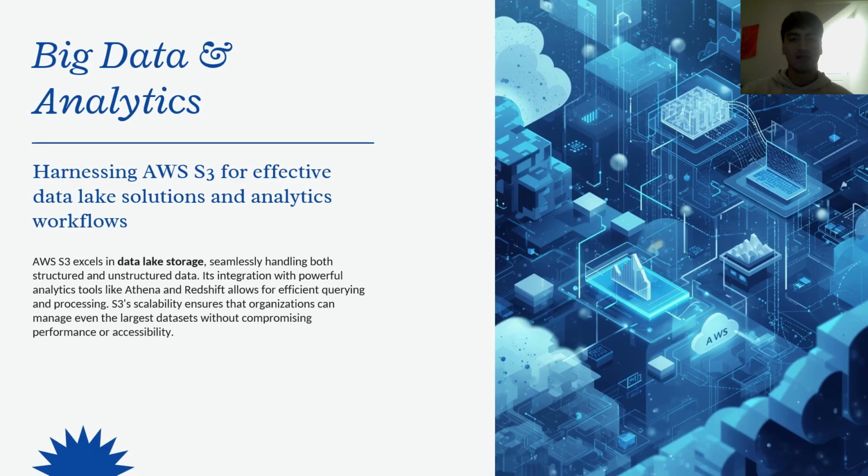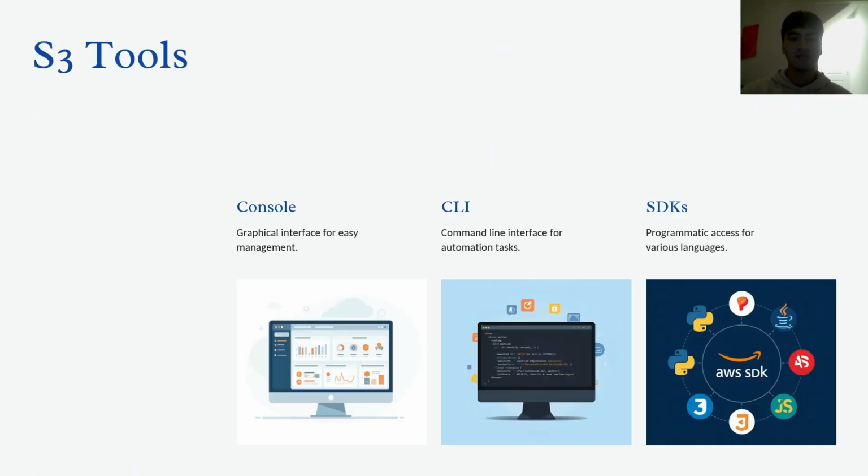S3 also plays a major role in big data and analytics. Many companies use S3 as a data lake, which is a central location where raw data is stored before processing. This data can include logs, transactions, customer activity, or sensor information. Once the data is stored in S3, other AWS services like Athena, Redshift, or EMR can analyze it to generate insights. Because S3 can store virtually unlimited amounts of data at low cost, it is ideal for large-scale analytics and machine learning workloads.